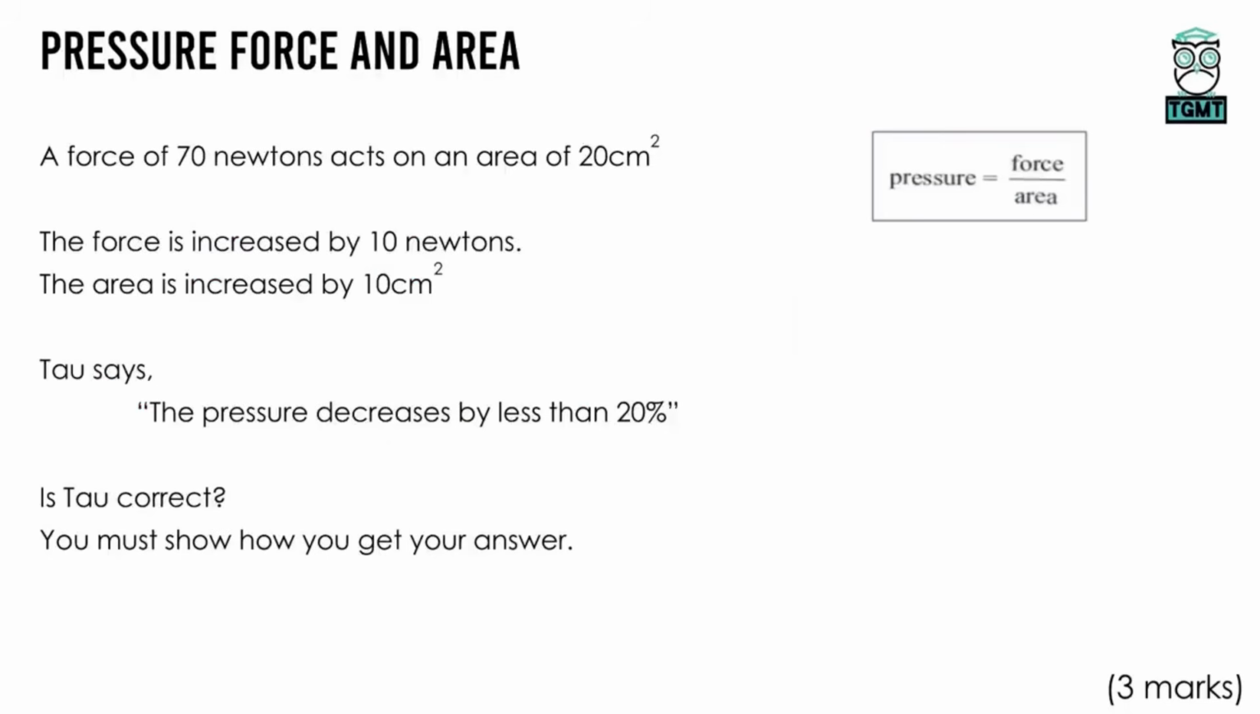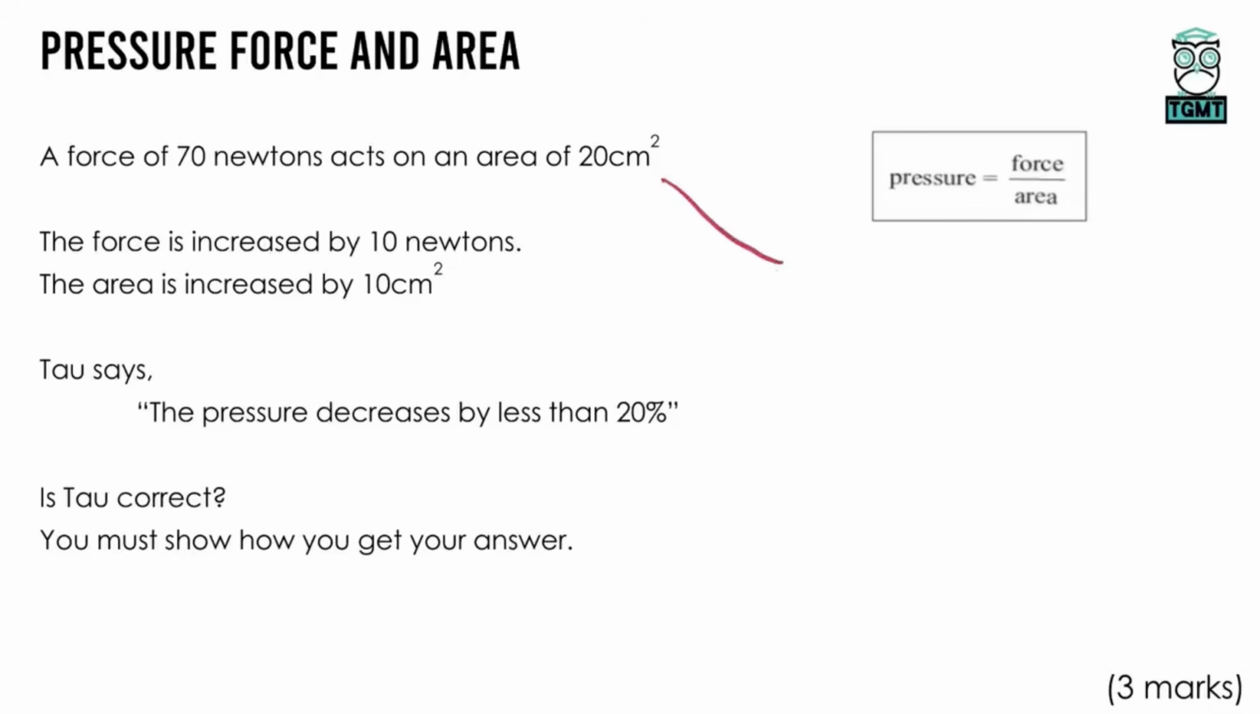Okay, so in this question we're looking at pressure, force and area. It says here a force of 70 newtons acts on an area of 20 centimetres squared. And we are given the pressure is equal to force divided by area formula. It says the force is increased by 10 newtons and the area is increased by 10 centimetres squared. Tau says the pressure decreases by less than 20%. Is Tau correct? Well, let's have a look.